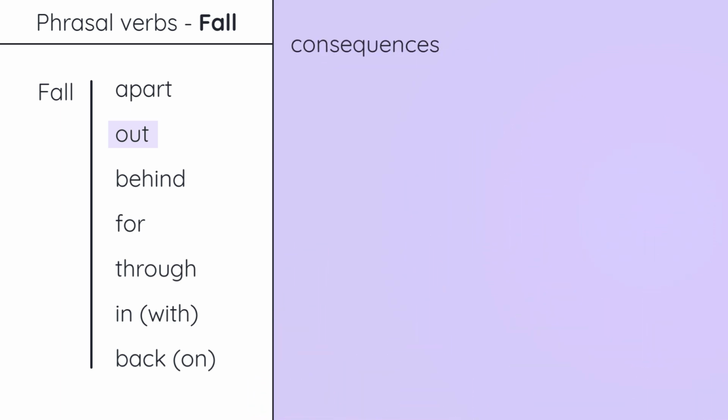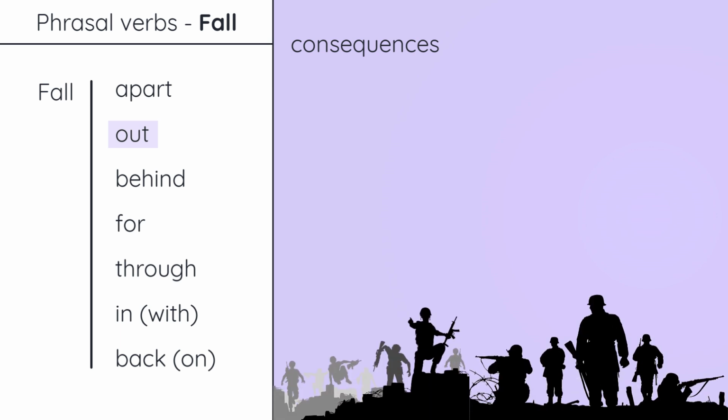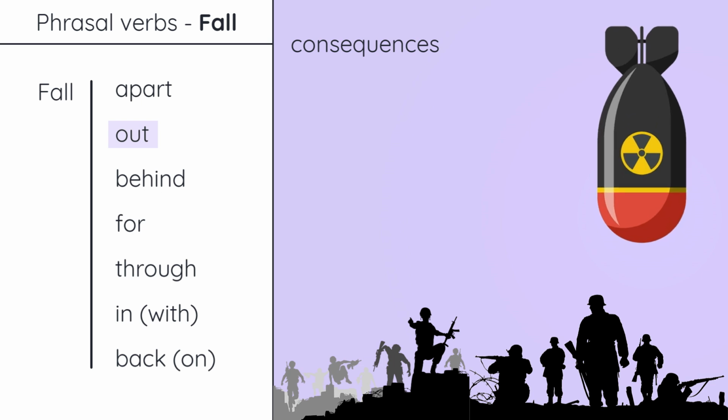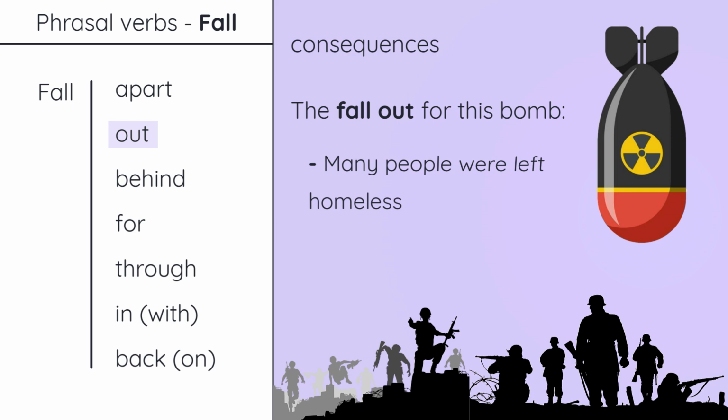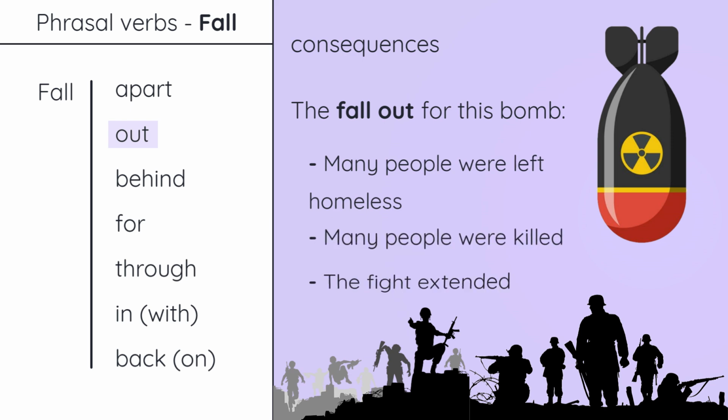Another meaning, a third meaning, is basically consequences. For example, in a war, there is a big bomb dropped somewhere, and then all the fallout, all the things that fell out, then all the results. The fallout for this attack was that many people were left homeless, or that many people were killed, or that the fight extended. So the fallout means the result or the consequences of something that happened, usually something bad. And then the consequences, of course, are also bad.